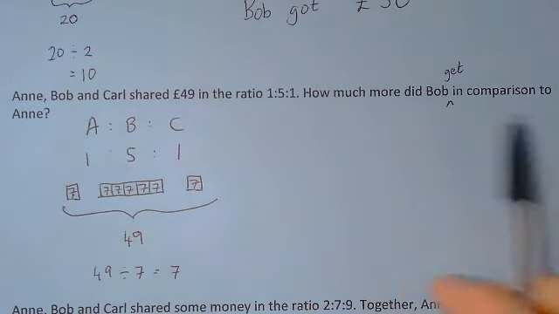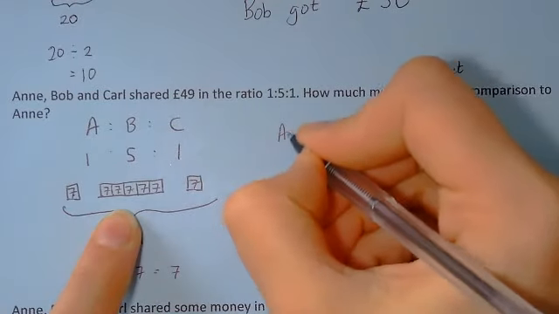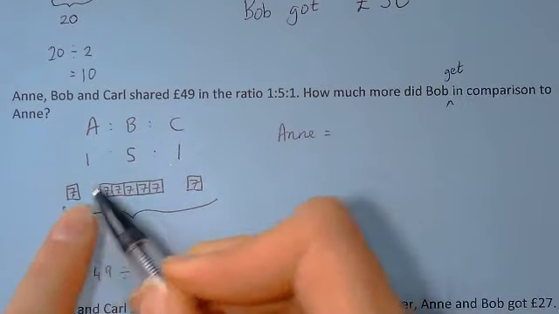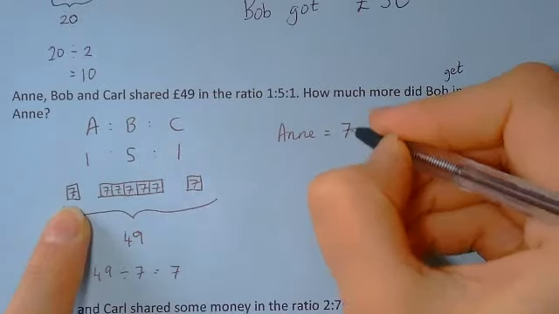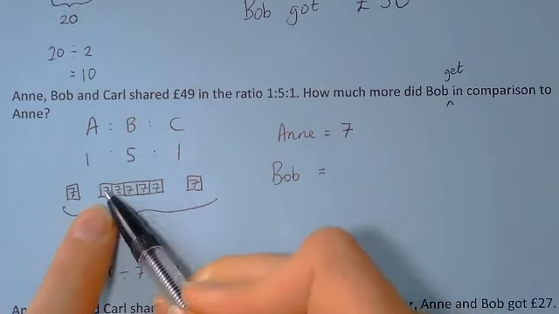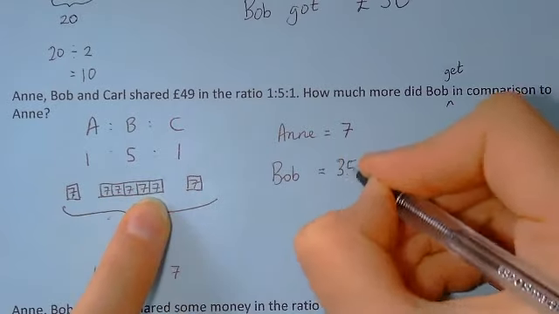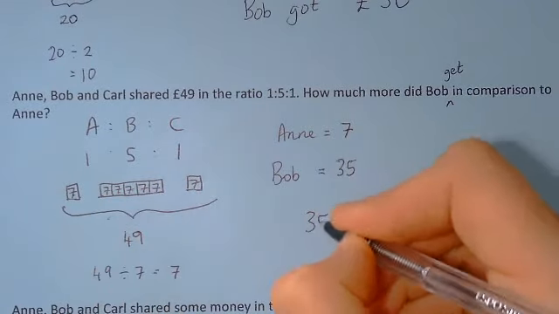Right, so what does the question say? How much more did Bob get in comparison to Anne? Right, well, what did Anne get? Anne got 7. And what did Bob get? Bob got 7, 14, 21, 28, 35.